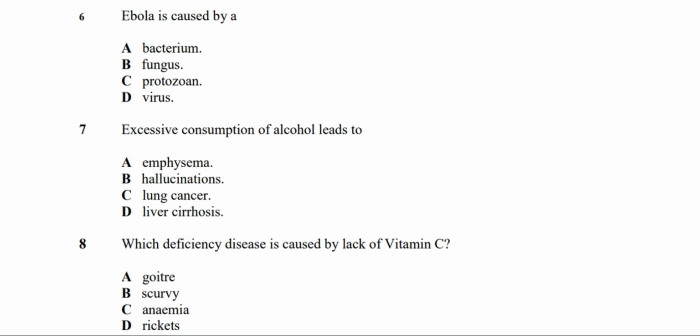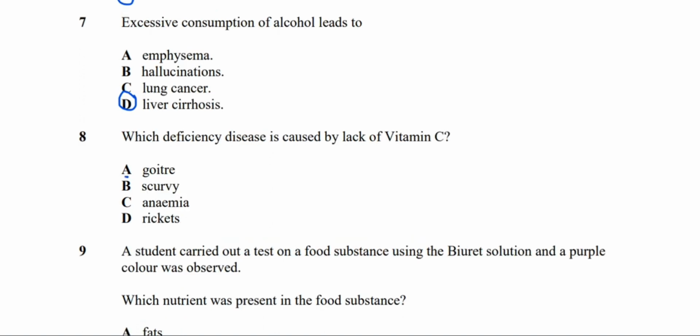Question 6. Ebola is caused by a virus. This one is automatic. Excessive consumption of alcohol leads to liver cirrhosis. All right, this is when the liver is badly destroyed by excessive consumption of alcohol, chronic alcoholism. Emphysema is caused by smoking, hallucinations by taking drugs like LSD or weed, lung cancer by smoking as well.